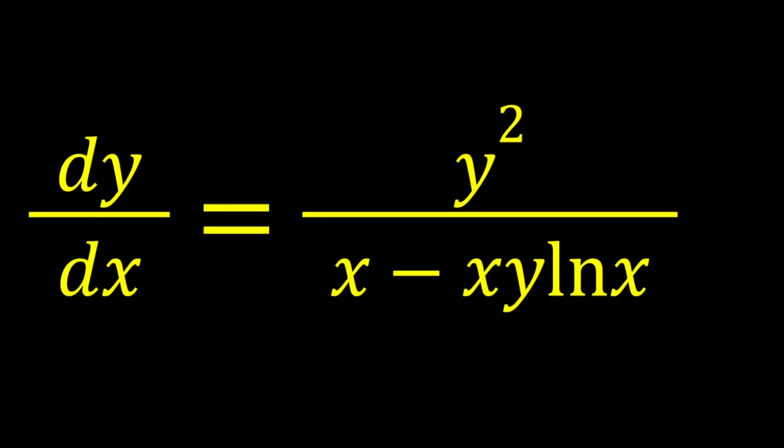In this video, we're going to be solving a differential equation. We have dy over dx equals y squared divided by x minus xy ln x, and we're going to be solving for y, or we're going to try to find a relationship between x and y.